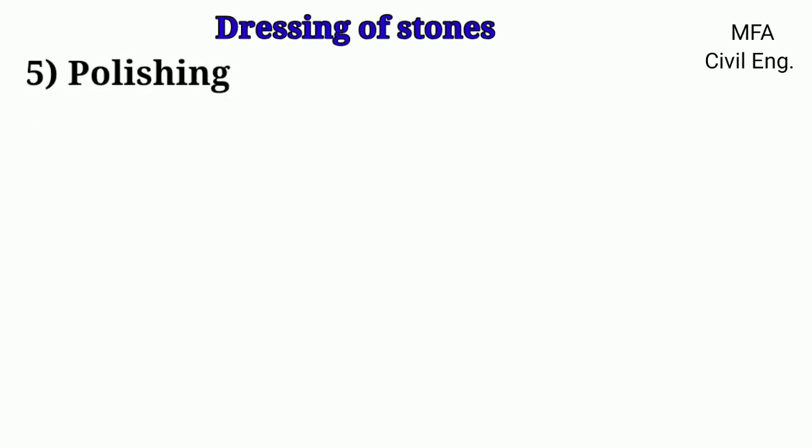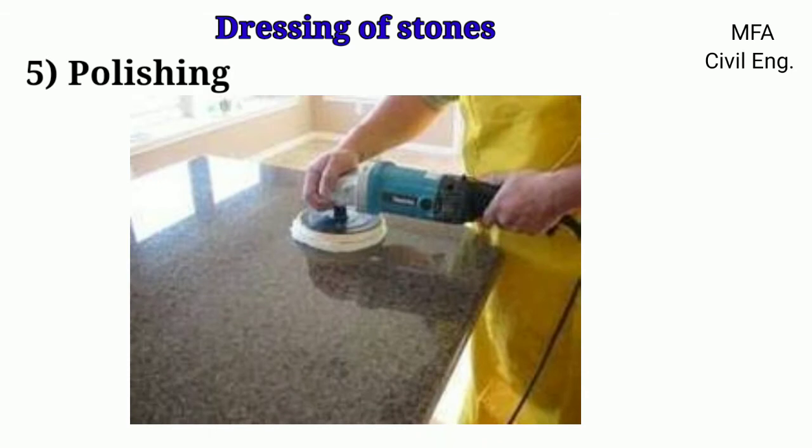Polishing is the process in which grinding is done to the finished stones so as to make them smooth and good looking. It is done either manually or by machines with the help of abrasive materials.